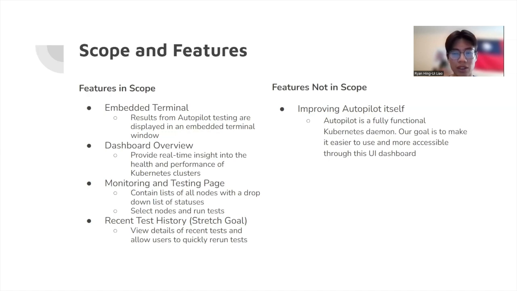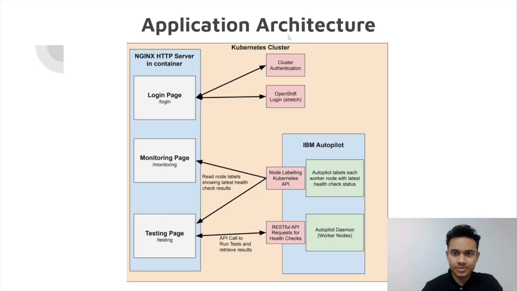One feature that is not in scope is improving upon Autopilot itself. Autopilot is already a fully functional Kubernetes daemon, and our goal is to make it easier to use and more accessible through our UI dashboard. So here is the architecture for our application.